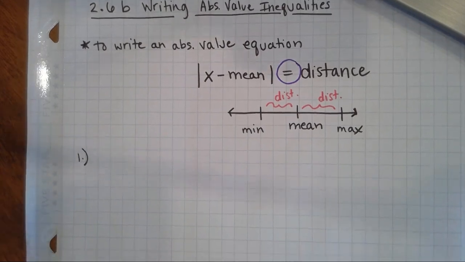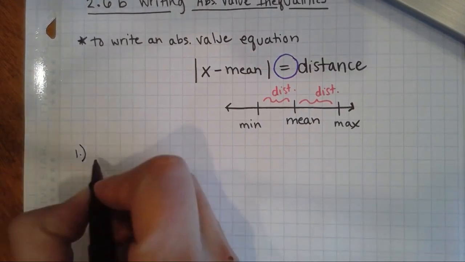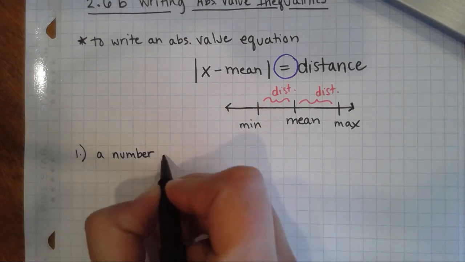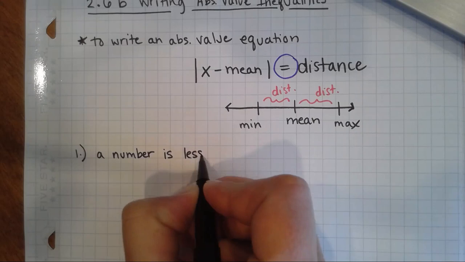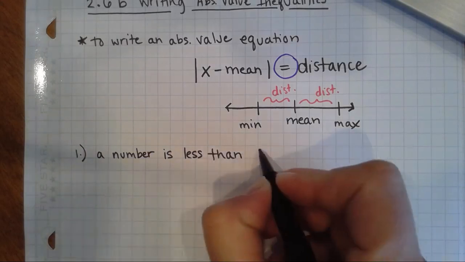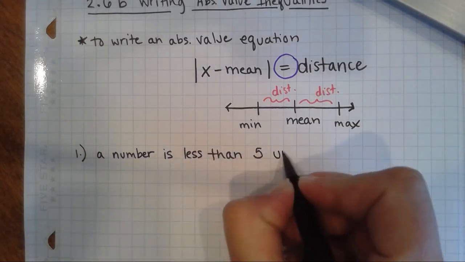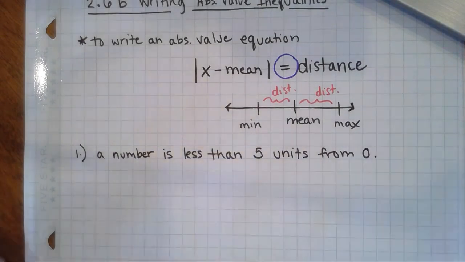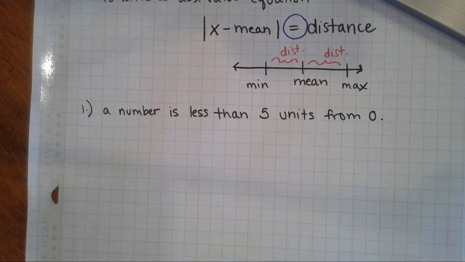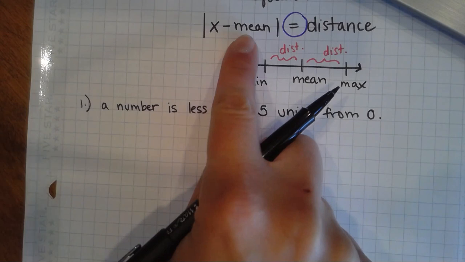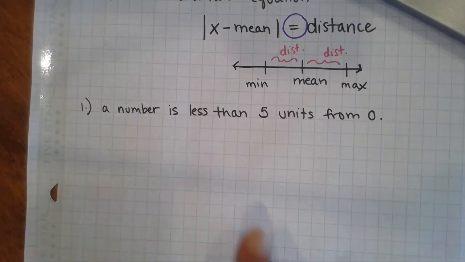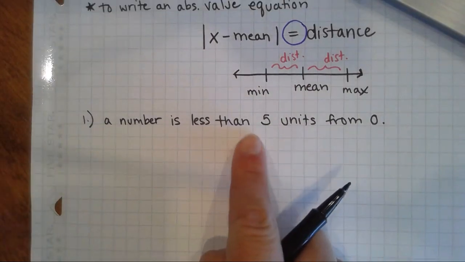So for example, let's say a number is less than 5 units from 0. A number is less than 5 units from 0. So we're going to use this principle up here, this little equation for absolute value, to help us write the inequality for absolute value. Okay, a couple things to notice.